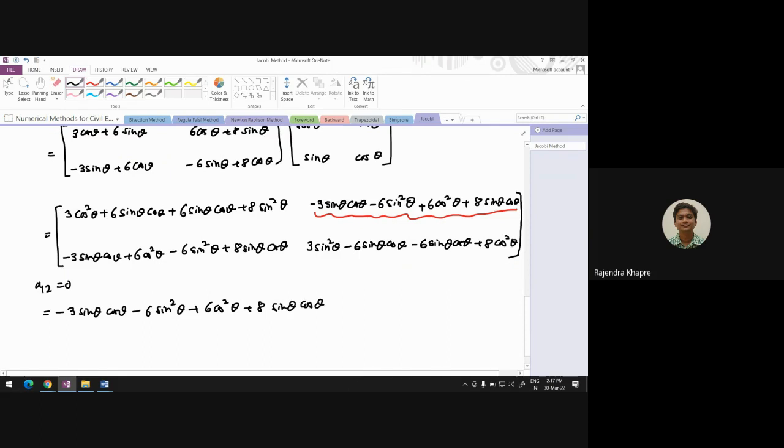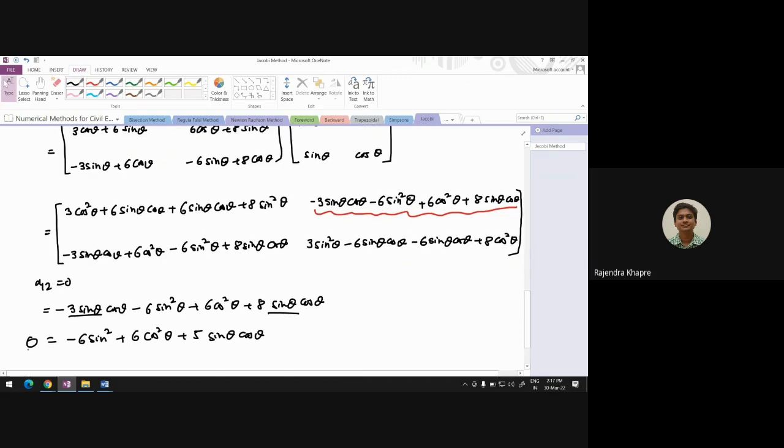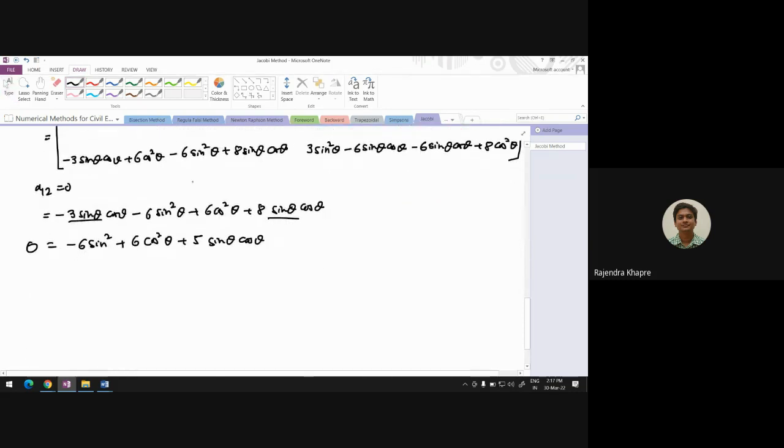Now if you combine the sine theta cos theta terms, this is going to give you minus 6 times sine square theta plus 6 times cos square theta plus 5 times sine theta cos theta. This has to be equated to 0. I think I missed theta over here. So how are we going to solve this? There is only one equation and only one unknown, that is theta.